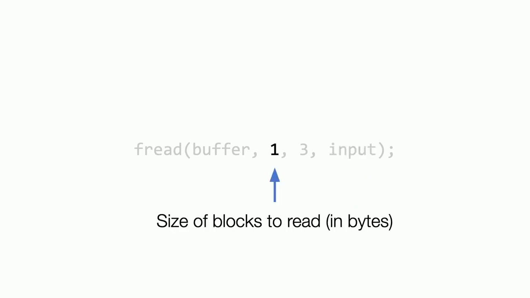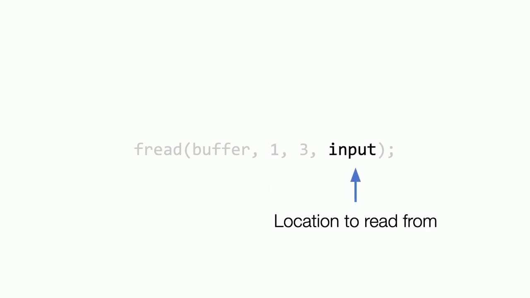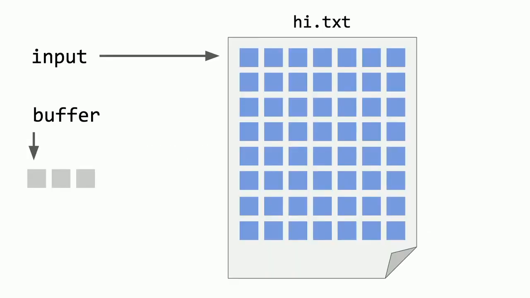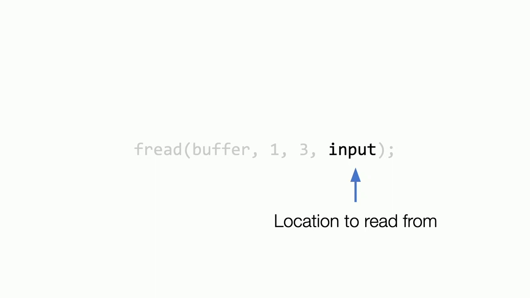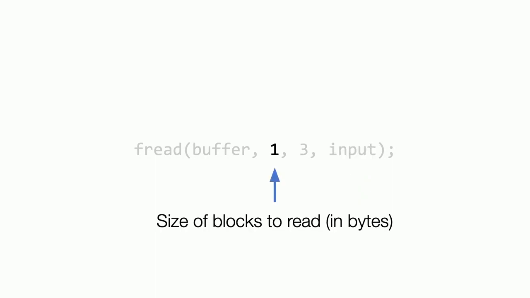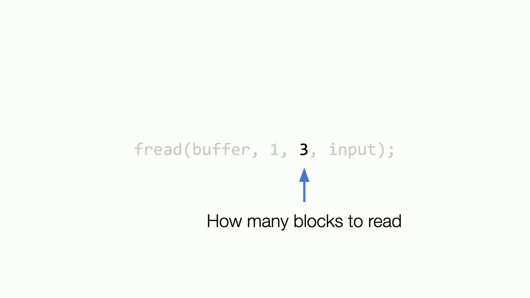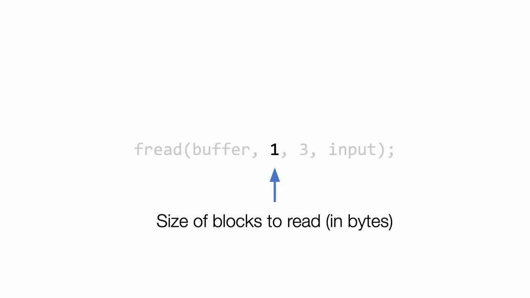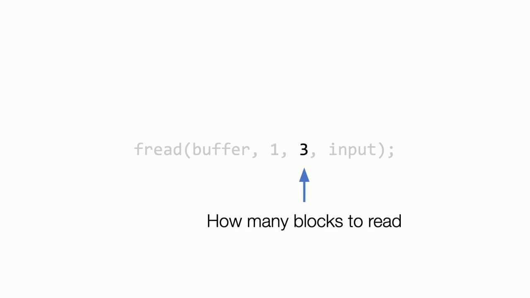Next in importance is the size of the blocks to read in bytes. Notice how our file here is composed of, in this case, individual bytes. So we want to read each of those bytes as a single byte at a time. So we'll say that this is the size of the blocks to read. The blocks in our file are a single byte large. The next question then is, okay, how many blocks do you want to read? If we say the size of our blocks in our file is 1 byte, well, let's read 3 of them. So 3 single byte blocks from our file.